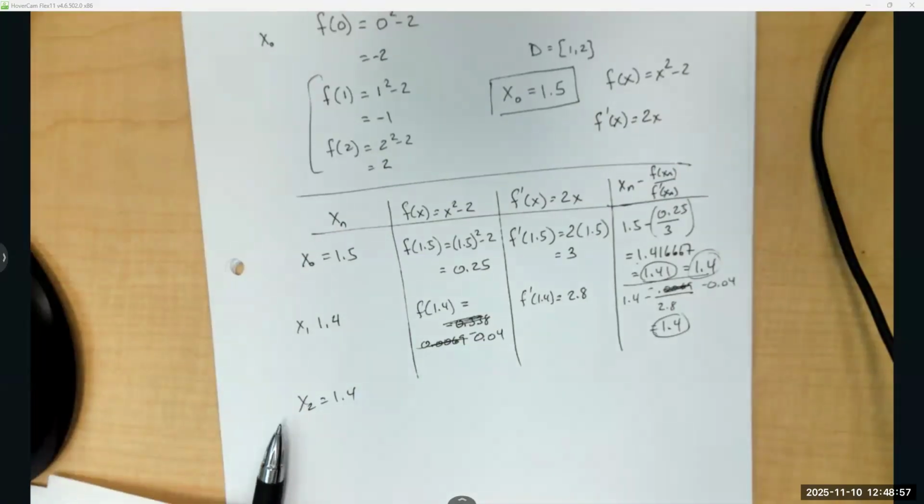Because with Excel, let's say, okay, these are my X's, X of N, this is F of X sub N, this is F prime of X sub N, and this is the overall X value. So the first one I put was 1.5. The formula for this one was X squared minus 2. And this was the first derivative, which was 2x. So it's 2 times.